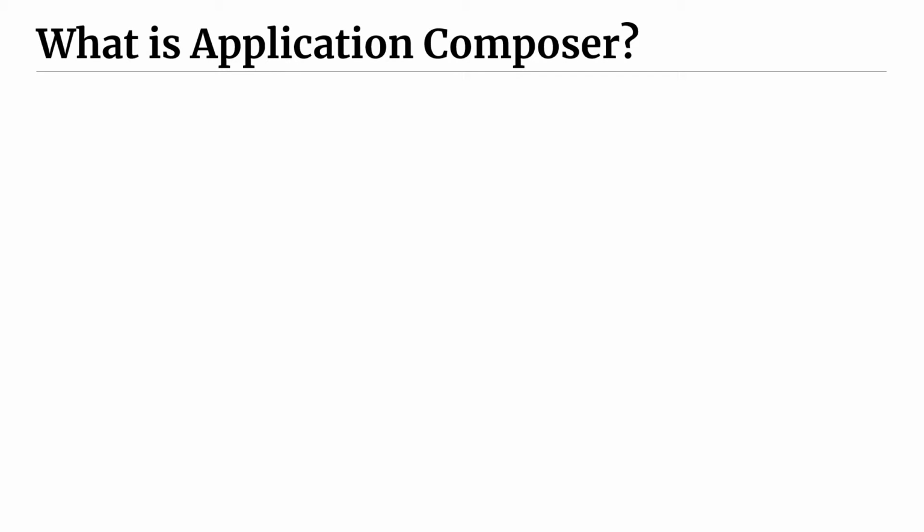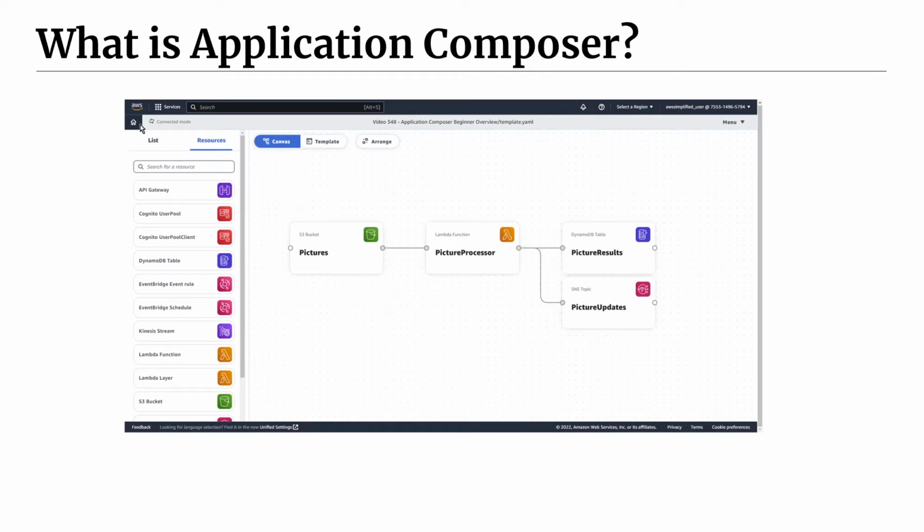Let's jump into what is Application Composer. So some things in life are best described with a photograph or a picture, and I think Application Composer is one of those things. So here is a photo of Application Composer in action. As you can see in the center of the screen, we have a canvas-style editor where you can drag and drop different AWS infrastructure components together to create linkages. And that's what AWS Application Composer is all about.